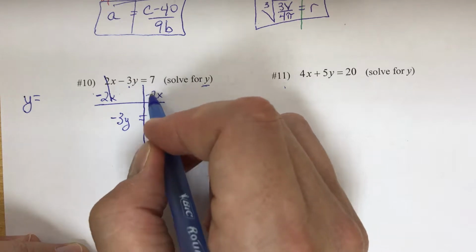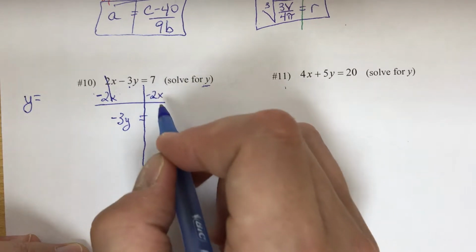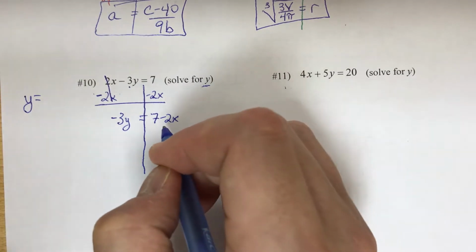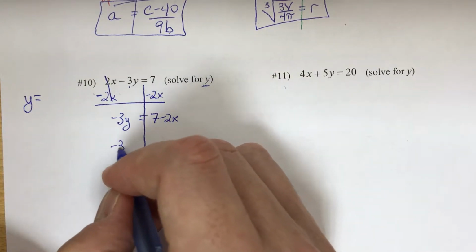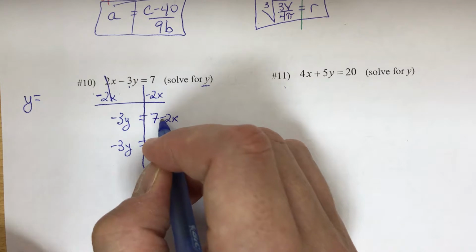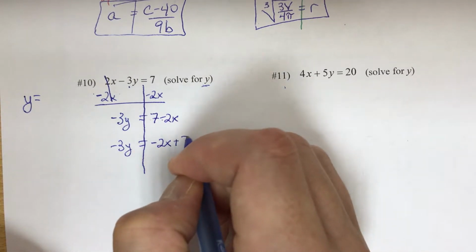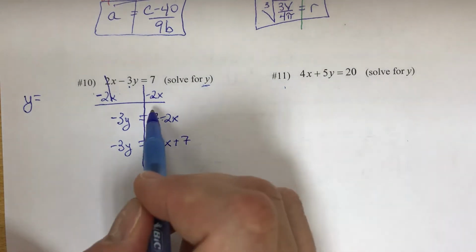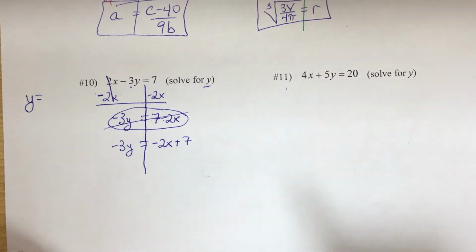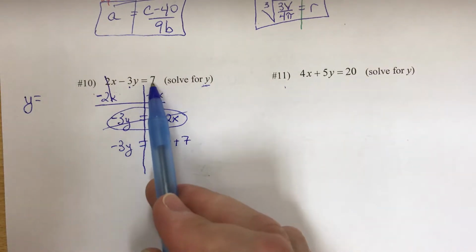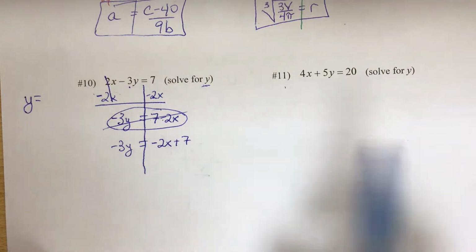We can't subtract this because these are not like terms. So you can say 7 minus 2x. What I'm going to do is actually rewrite it. I'm going to put the negative 2x first, and then that's a positive 7. So most of the time, I'm actually going to skip that step right there. You don't need to do that. I'm just reading this as negative 2x and then plus 7. I'm writing it that way.